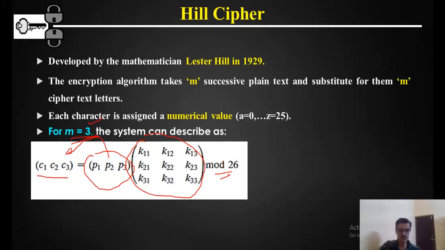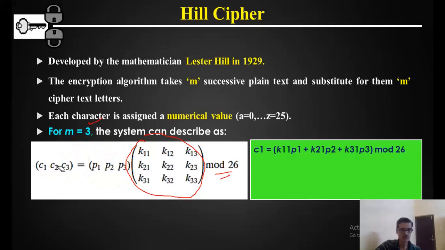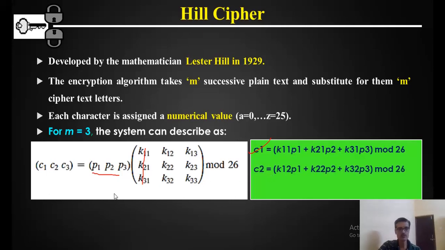Now, how is the matrix multiplication done? It is very simple. C1 is obtained by simply multiplying this particular row vector by the first column vector. What about C2? C2 is obtained by multiplying the same numerically represented plain text by the second column. The third one, C3, is represented by the same row vector multiplied by the third column. This is simple matrix multiplication that you have studied in mathematics.